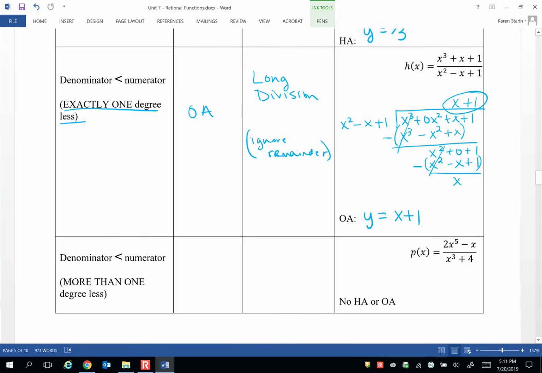So the denominator has exactly 1 degree less than the numerator, or you could think of the numerator as 1 degree more. Now the other case: when the denominator's degree is less than the numerator's and there's more than 1 degree less, then we have no asymptote. We don't have anything to do here, and here's an example of one. We have x to the 5th, so the degree is 5, and we have x to the 3rd, so the degree is 3, so we have no horizontal or oblique asymptote.